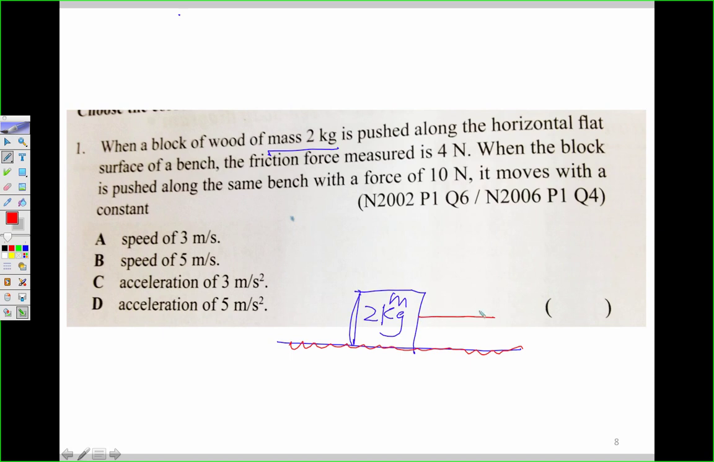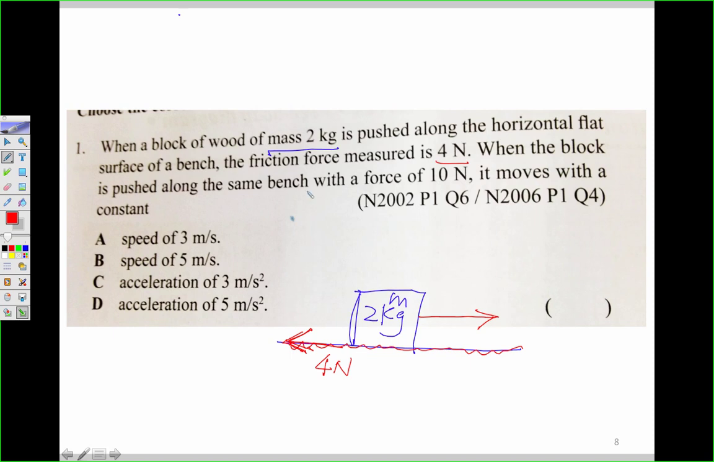So in this case, I just use the arrow to represent the pushing. Okay, the friction force measured is 4 Newton. So in this case, friction is acting opposite direction to the motion. So if I'm pushing it to the right, friction will obviously be pushing it to the left. So I label this as 4 Newton.